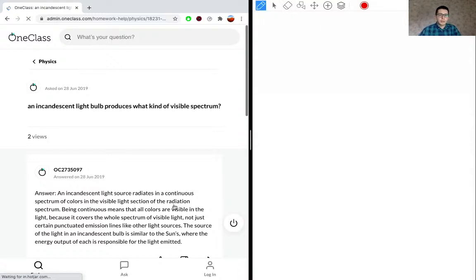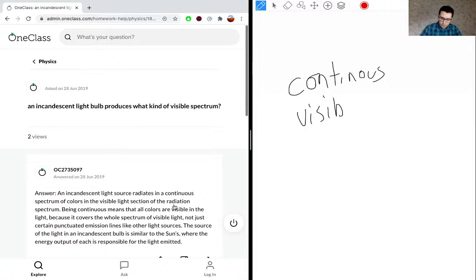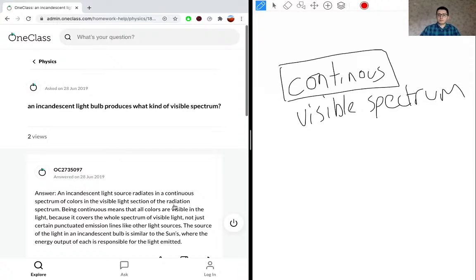So the next question that we have here is: an incandescent light bulb produces what kind of visible spectrum? So this is more of a fact-based question. There's a complicated answer to this, but the simple answer is it will produce a continuous visible spectrum. So I can see this being a multiple choice question where it gives you 4 options. So a continuous visible spectrum.